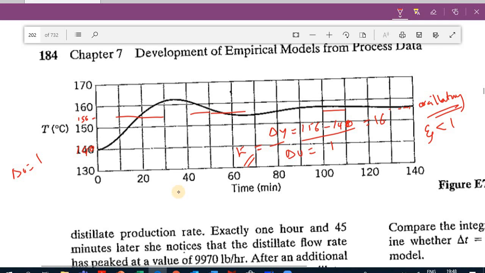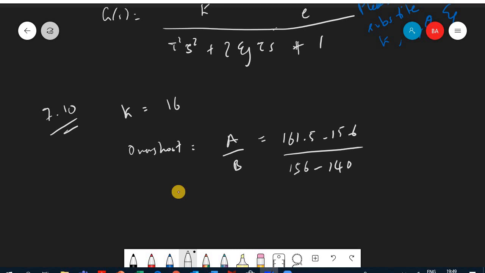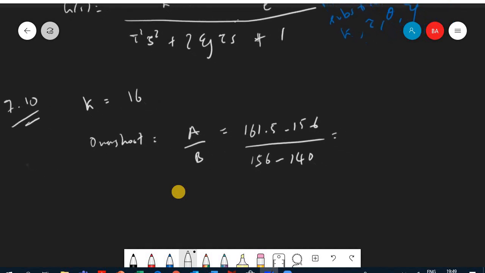Here I have the overshoot. The overshoot is A divided by B, and I have both A and B. So my overshoot is equal to A divided by B, which is 161.5 minus 156 over 156 minus 140, and you're going to find that this is equal to 0.344.